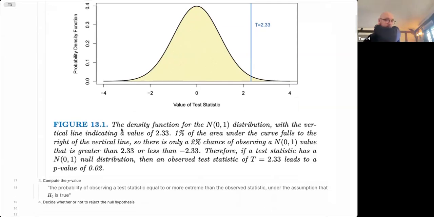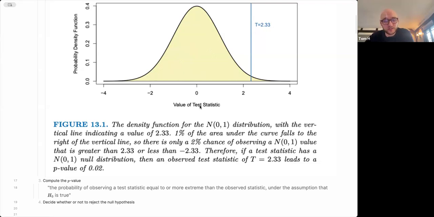Okay, and from there we can compute the p-value. The p-value is defined as the probability of observing a test statistic equal to or more extreme than the observed statistic under the assumption that H0 is true. So that's quite a mouthful, and I think this is where the confusion comes in over what exactly a p-value is. But the reason that we create a p-value is that it allows us to have a number between 0 and 1, a probability, that is much easier to communicate than just a point value on your underlying null distribution.